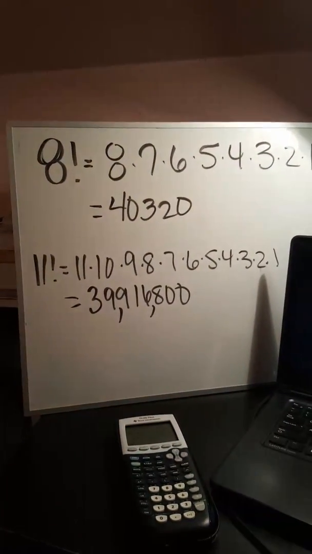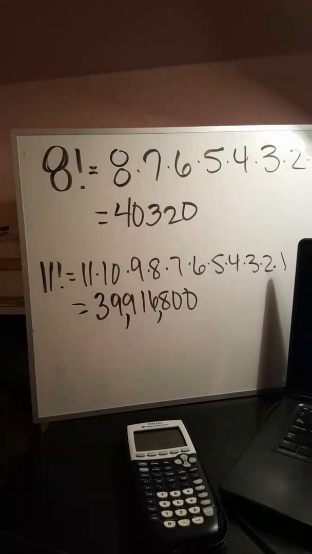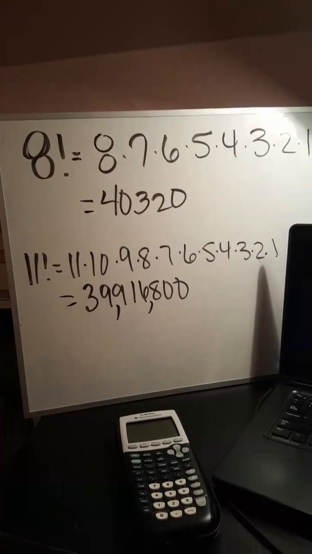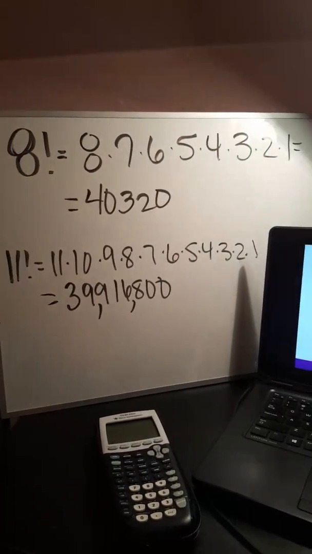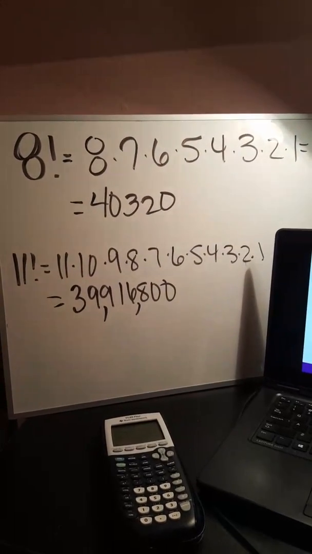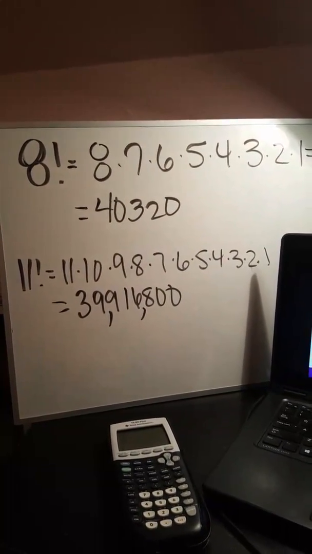With the fundamental counting principle, you're always going to multiply between each number. We know that whatever the number is, that represents n, and then you descend to 1.